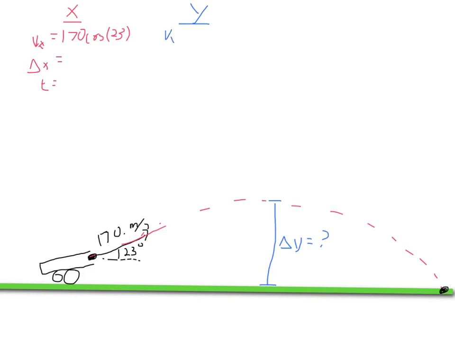Now, Vy initial is 170 sine 23. I know the acceleration of gravity, negative 9.81 meters per second squared. Now let me talk about this for a second. Notice this has a negative sign. Acceleration of gravity goes down. Notice the initial velocity in the y is positive because which way is this cannonball rising or falling? Well, it's rising upwards. It's going up. It's not coming down. So it should be positive and gravity should be negative.